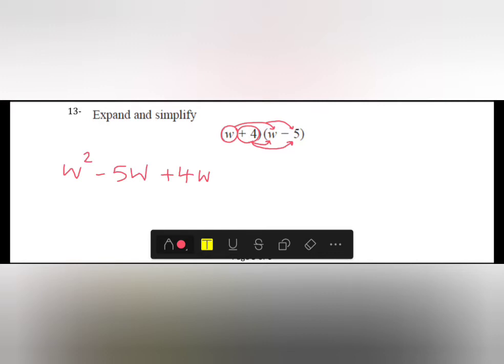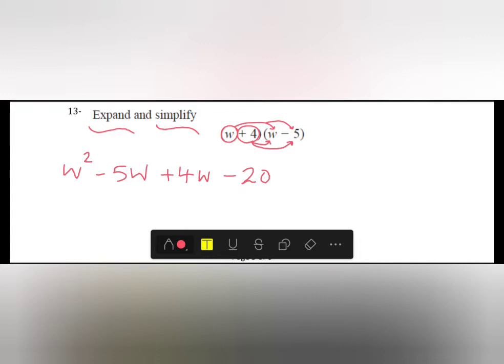And then positive 4 times negative 5. Positive times negative equals negative, and 4 times 5 equals 20. Good job. Now, when we expand, this is what we get. And then we will start simplifying now. Simplifying means what? It means adding and subtracting like terms.